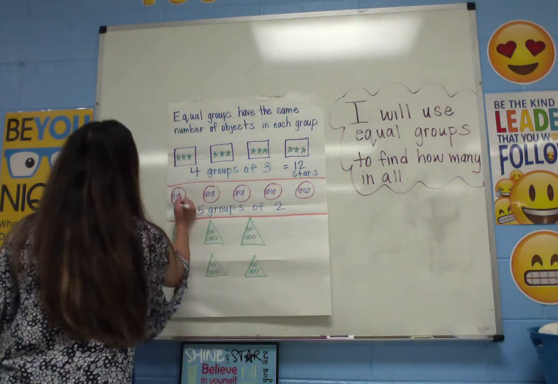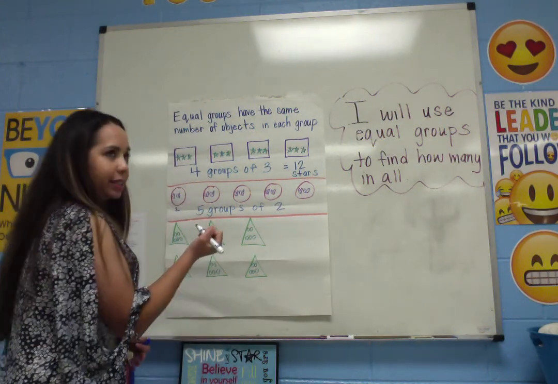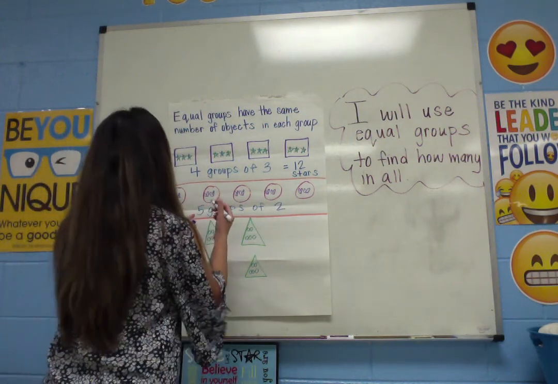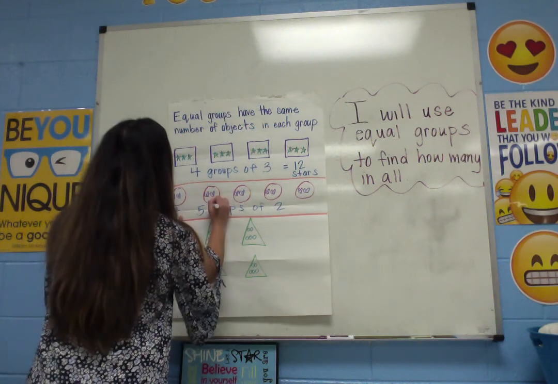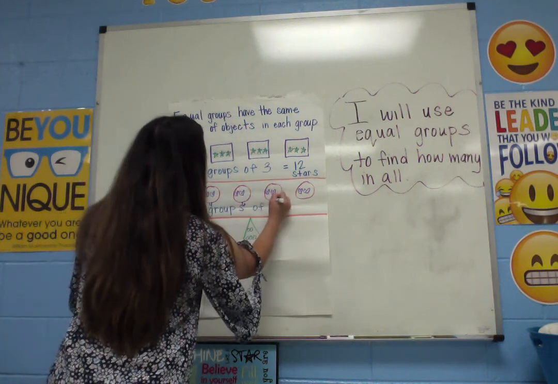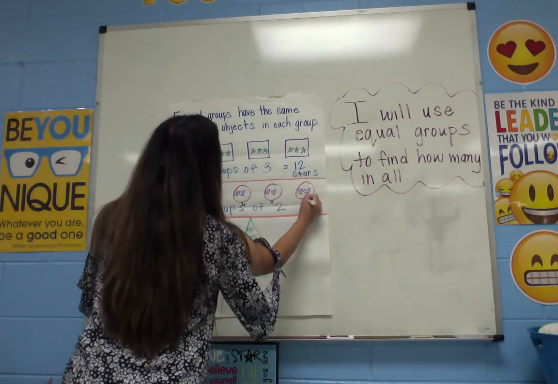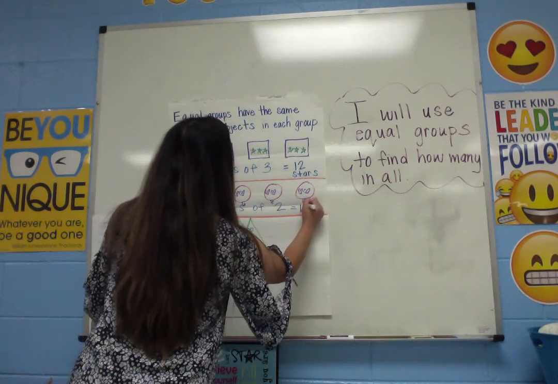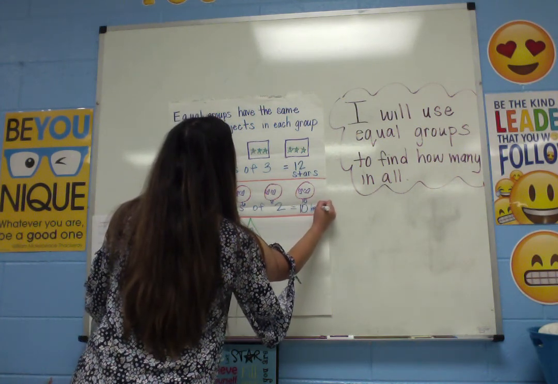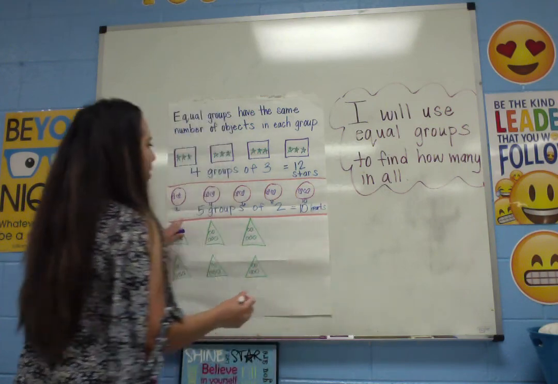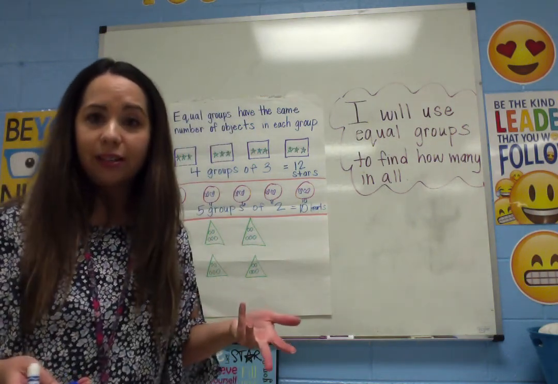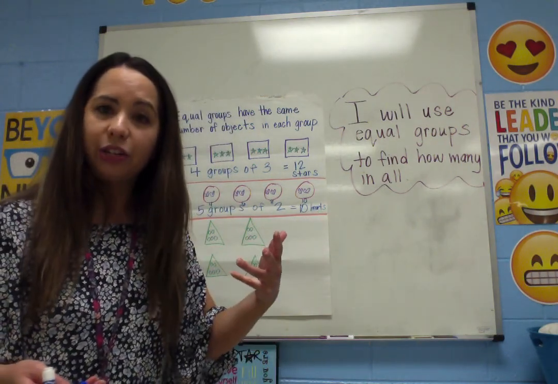Let me write that underneath. I like to write it, when I skip count, underneath the groups. 2, 4, 6, 8, 10. So there are a total of 10 hearts in all. And notice how skip counting does make it easier and a little faster to count.